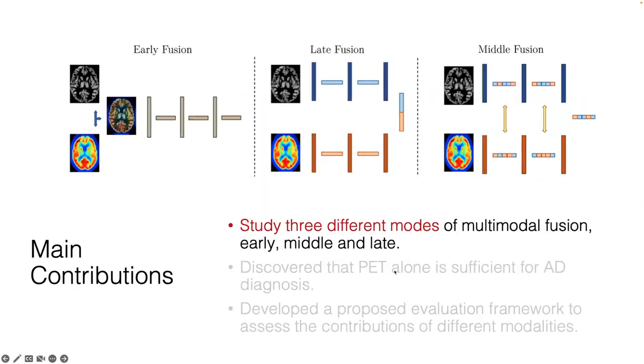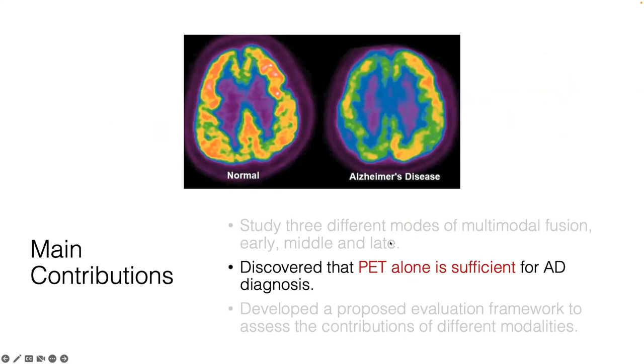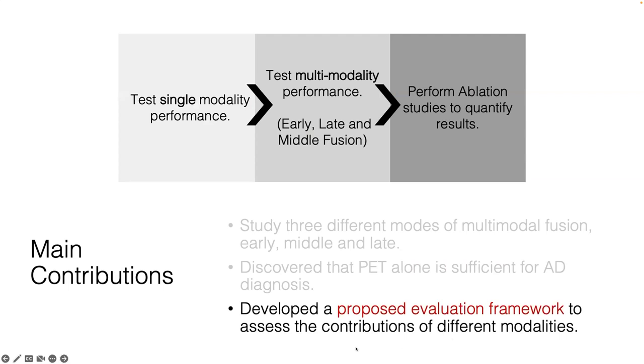The main contributions of this paper: first is a study of three different modes of multimodal fusion, shown here: early, late, and middle, which I'll explain in a bit. This paper also discovered that PET alone is sufficient for Alzheimer's disease diagnosis, which differs from other deep learning approaches, which vouch for the combination of MRI and PET scans for multimodal learning. And then lastly, another main contribution is developing a proposed evaluation framework to assess the contributions of different modalities.